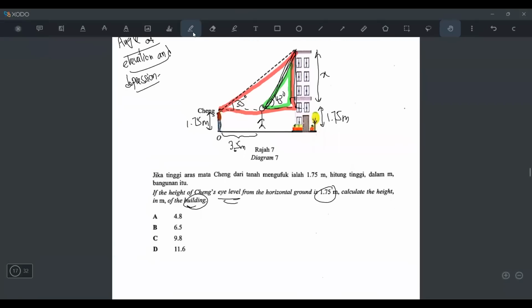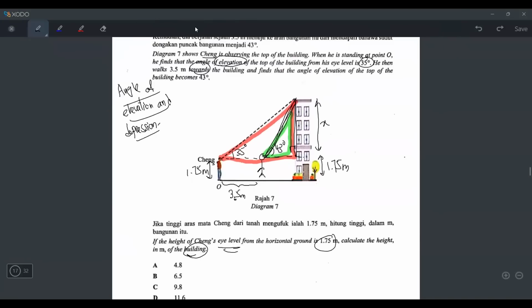So look at the red triangle. The red triangle is like this. This is 90 degrees, this is 35, and this is X, right? But here we don't know, and here we don't know either. But look at the green triangle. The green triangle is 43, 90, and this X is the same. And here we don't know, here we don't know. So it's a problem, right? Because if I want to find X, I need one more side.